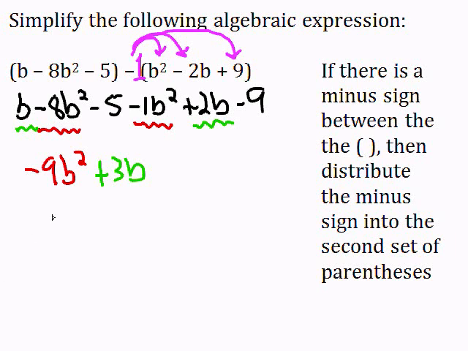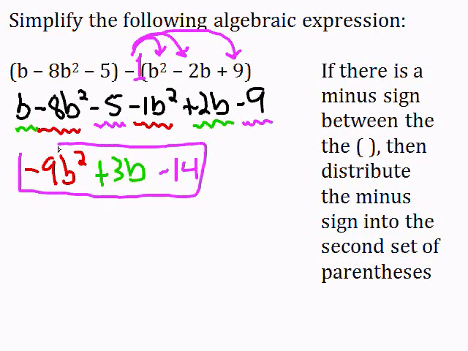Looking further, I notice I've got a negative 5 as a constant and a negative 9 as a constant. Combining those gives me negative 14. And there you go, we've combined our two sets of parentheses with a subtraction sign in between, which technically means we've subtracted two polynomials. Again, there's a minus sign between your two sets of parentheses. You just distribute that negative sign into the second set of parentheses and then combine like terms.